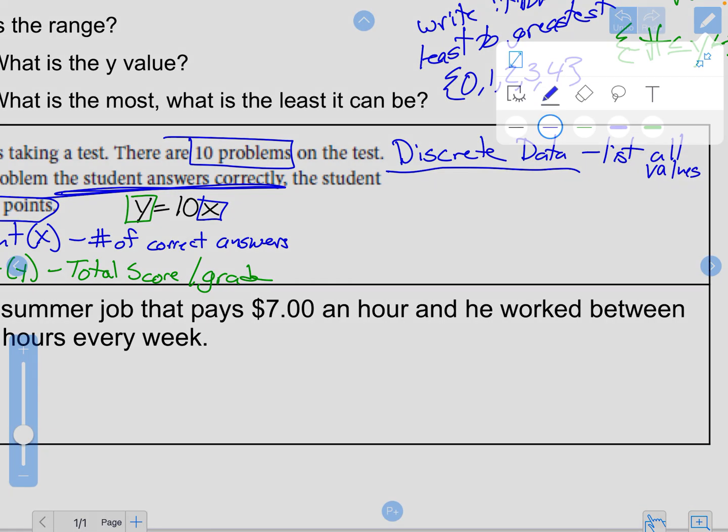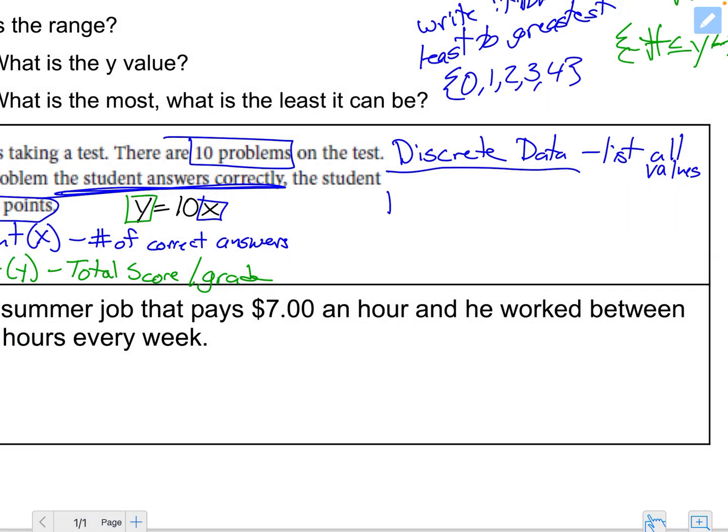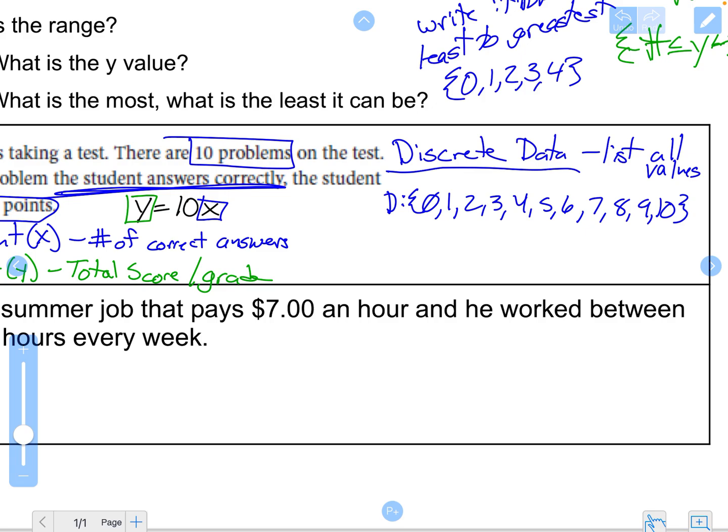So if I think about domain, it is going to be number of answers correct. Well, I know there are 10 problems on the test, and I know I need to write this from least to greatest. So I know students can get 0 problems right. That's very rare and almost never happens. They can get 1 problem right, 2 problems, 3, 4, 5, 6, 7, 8, 9. And because there's only 10 problems on the test, they cannot get more than 10 questions right.